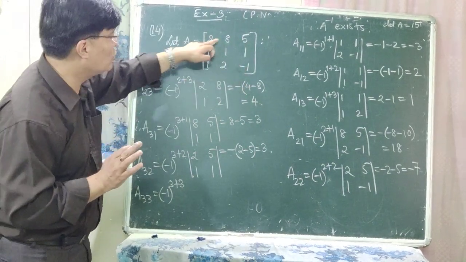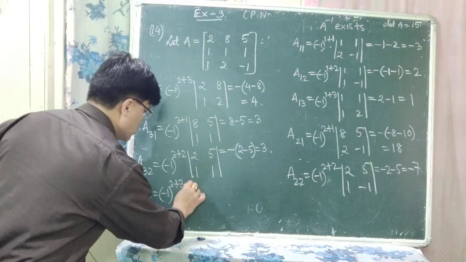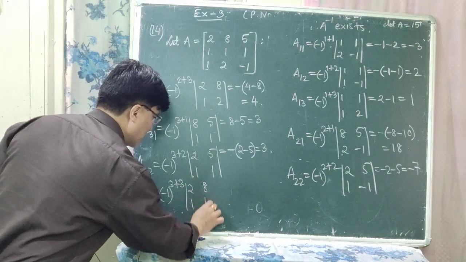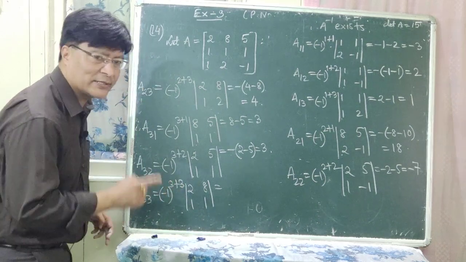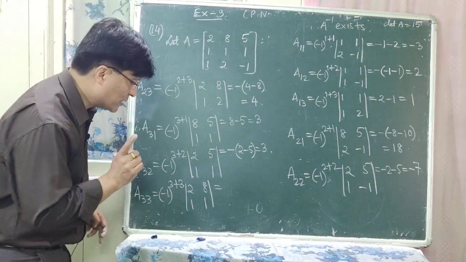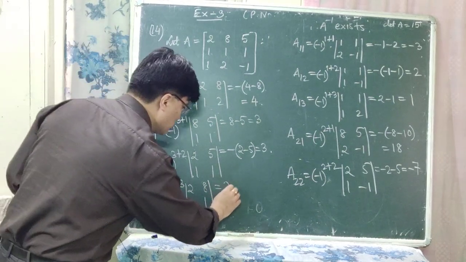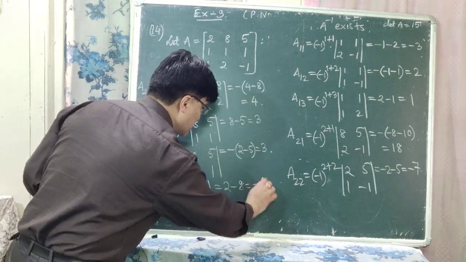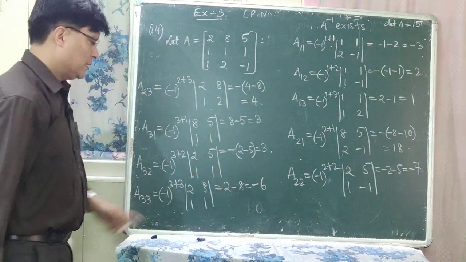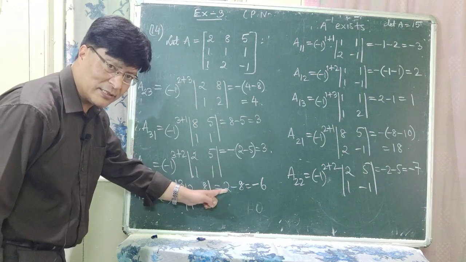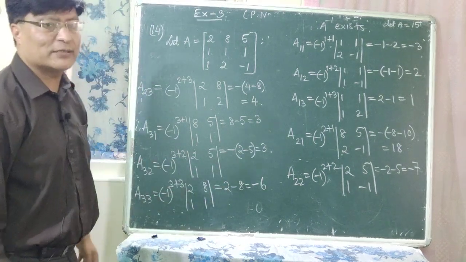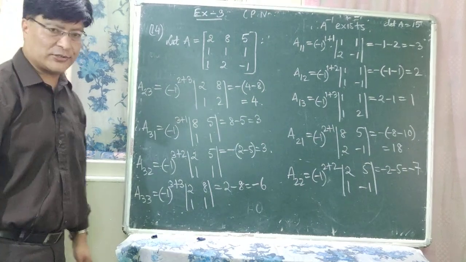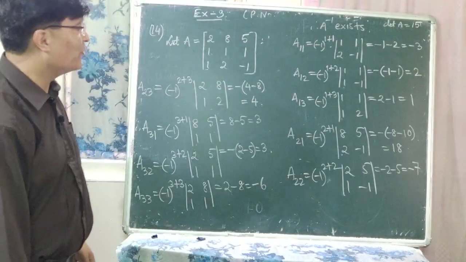What remains? 2, 8, 1, 1. Which is equal to, what is minus 1 to the power 6? It is plus 1. You know that, right? So 2 ones are 2, minus 8 ones are 8. So 2 minus 8 is minus 6. Right? Is that clear to all of you?